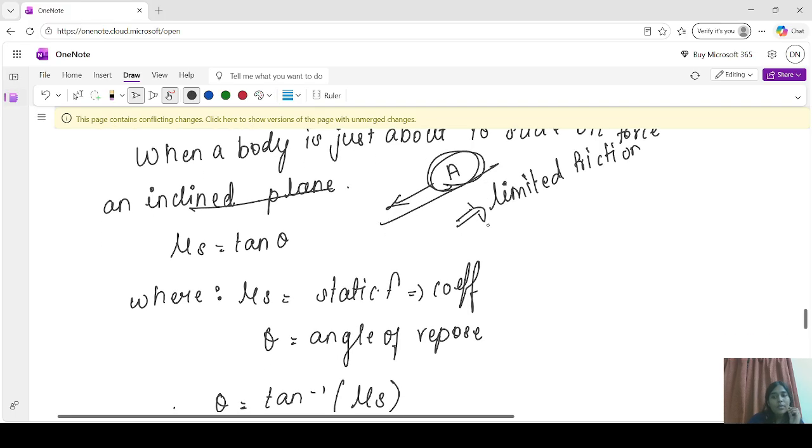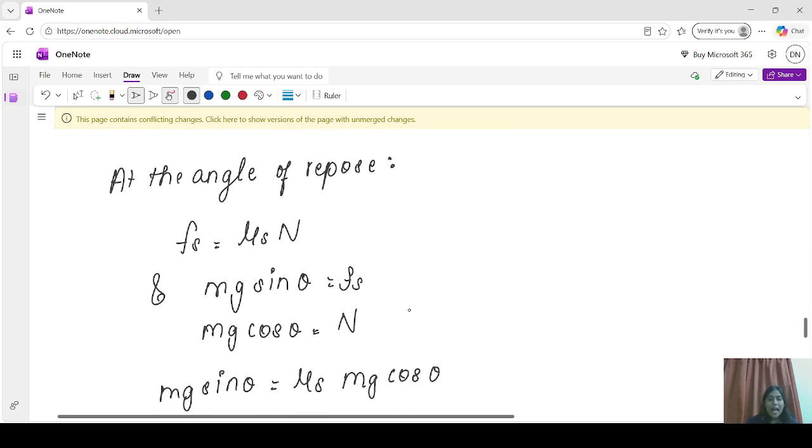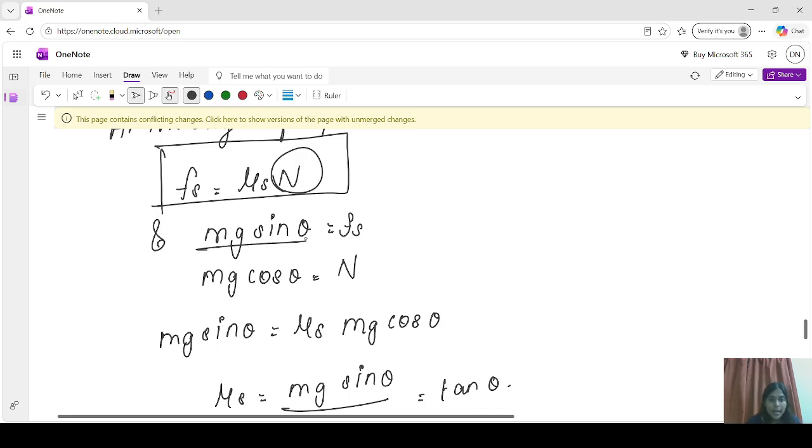And now what is the formula of angle of repose? Mu s is equal to tan theta, where mu s is the coefficient of static friction and theta is the angle of repose. If we need to find the value of theta, it is equal to tan inverse of the coefficient of static friction. At the angle of repose, static friction is equal to the coefficient of static friction times N. And here mg sin theta is the formula of Fs and mg cos theta is the formula of N.